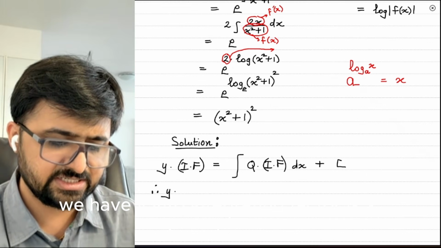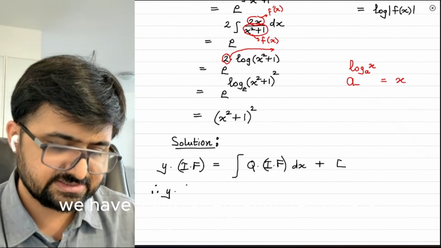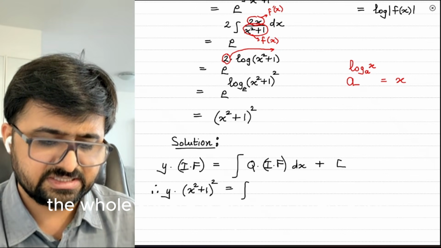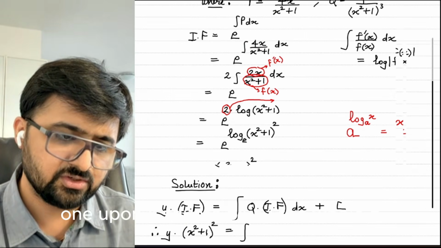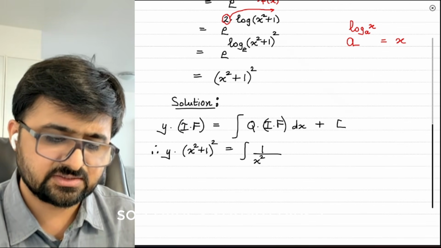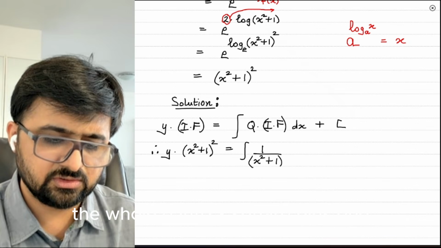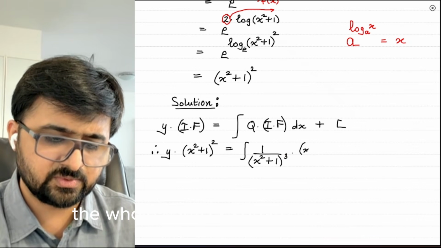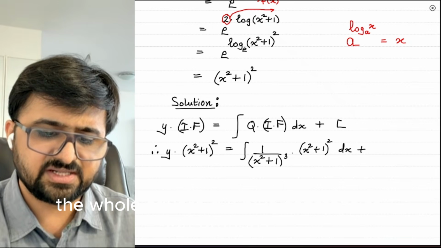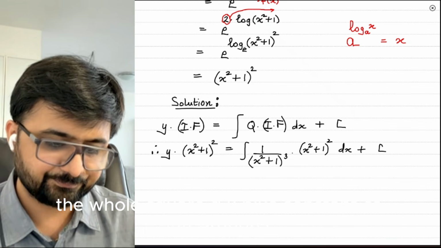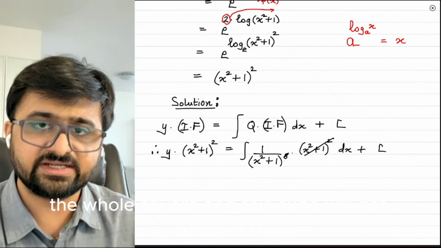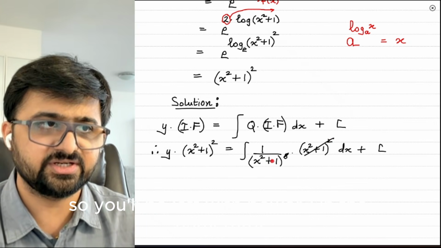So we have y into the integrating factor, (x² + 1)², is equal to the integration of q. What's the value of q? 1 upon (x² + 1)³. So 1 over (x² + 1)³ into (x² + 1)² dx plus the constant of integration c. Now this (x² + 1)² and this cube will get cancelled, so you'll be left with power 1 in the denominator.